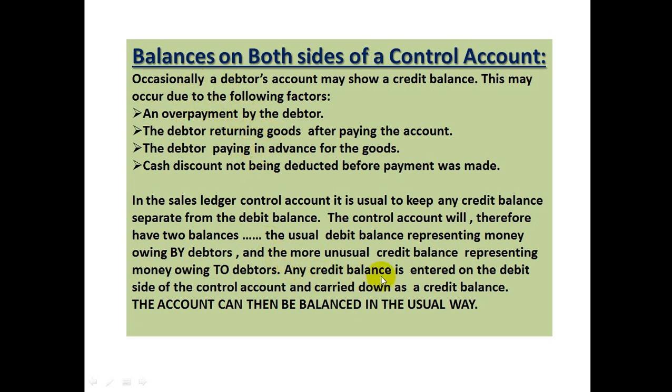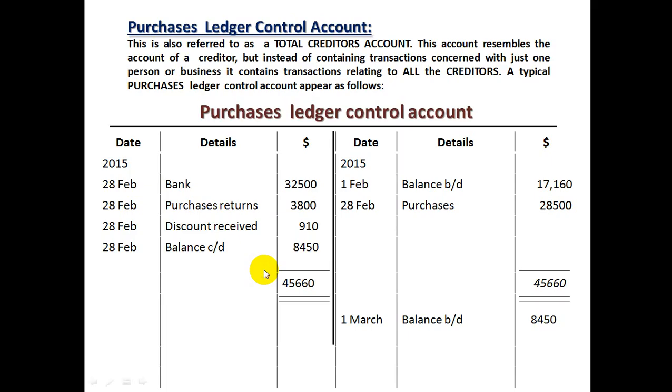Any credit balance is entered on the debit side of the control account and carried down as a credit balance. The account can then be balanced in the usual way. This is how the balances on both sides of a control account may take place.